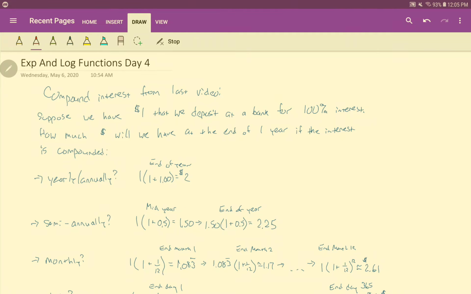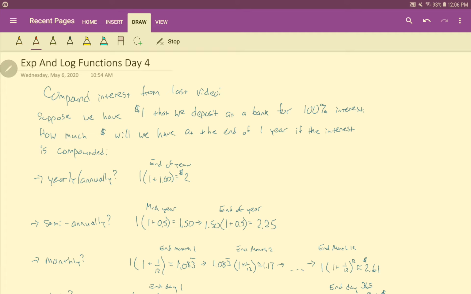Hello everyone, and welcome to day 4 of exponential and logarithmic functions. Today we're going to be looking at compound interest again to start, and then how it develops into a new and very special number that's also got its own special name. So anyway, let's get into things.